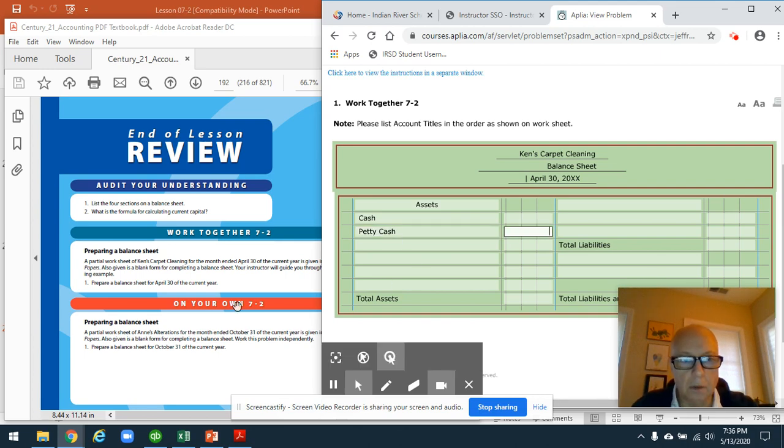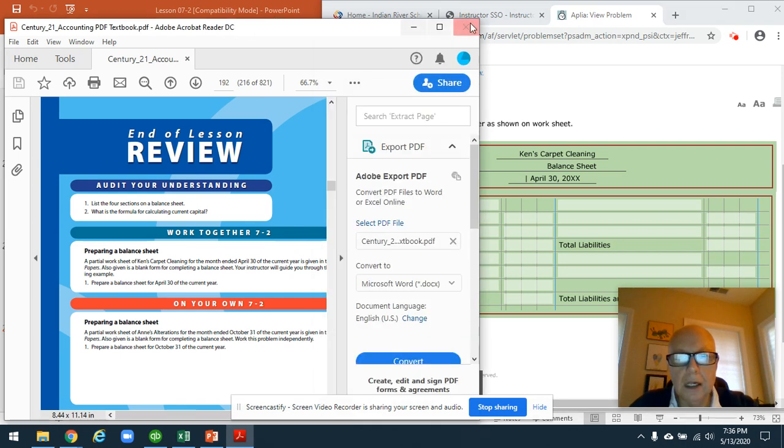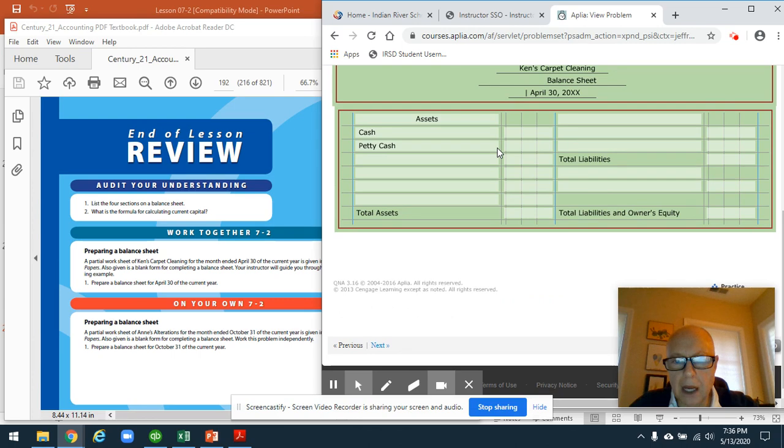Cash. So now I need my workbook. All right, so 7-1 work, 7-2 work together. Okay. There we go. Again, I'll post this stuff for you. So cash is 9,500. Then we got petty cash at 100.